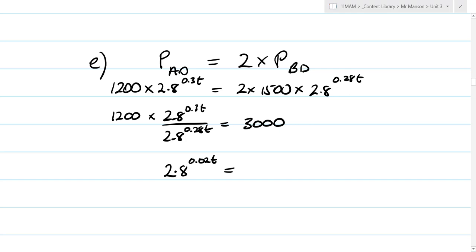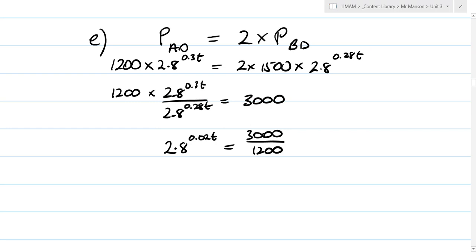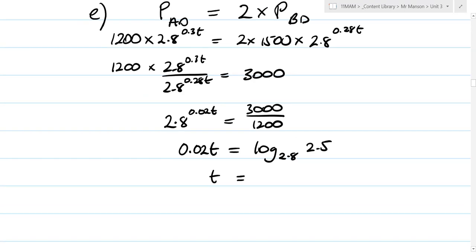So I'm going to rearrange this into log form quite quickly. Log base 2.8 of 2.5. And then t will be equal to that answer divided by 0.02. This is from the year 2000, so that's in 2044 and a half. Probably I should get my answers here and put them into months, but I'll leave it at that for now. Hopefully that helps.